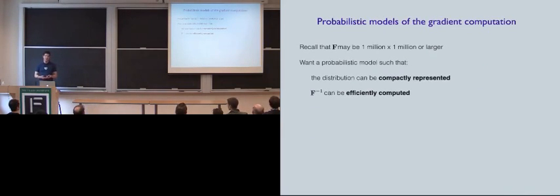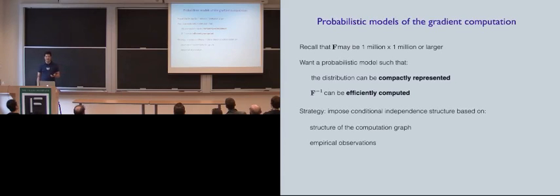And so the Fisher matrix could be 1,000,000 by 1,000,000 or even larger. What we want is a probabilistic model such that the distribution can be compactly represented. We don't want to represent a 1,000,000 by 1,000,000 matrix, but we also want F inverse to be efficiently computable.